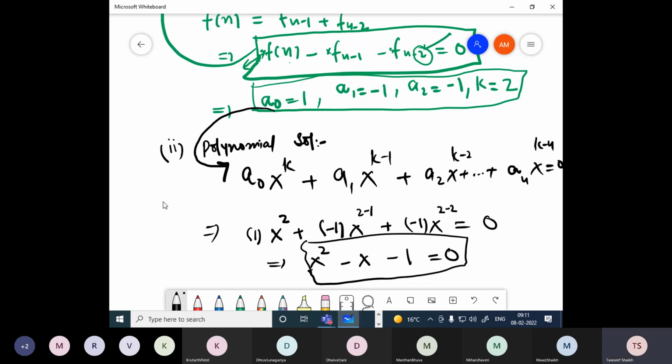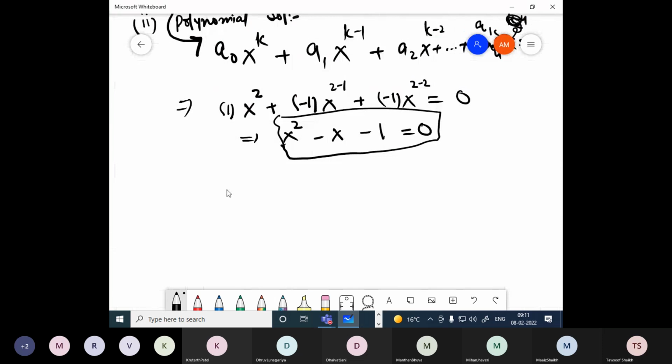The third step is here. Here I have made a mistake. It is not that, it is equal to A_k x power k minus k equal to 0, the general polynomial term. So when I am having the quadratic equation, I will solve this quadratic equation in order to get the two roots from it.